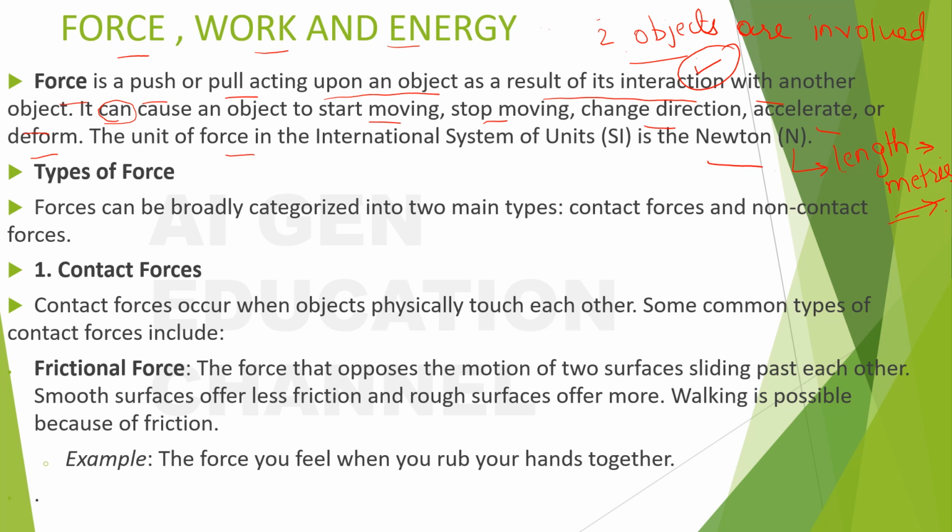Now, what are the types of force? Forces can be broadly categorized into two main types. What are these? Contact forces and non-contact forces. Contact forces occur when objects physically touch each other. So they have to be in contact, they should touch one another. Then this force is said to be existent.